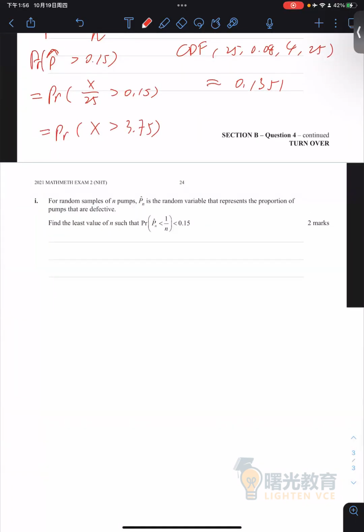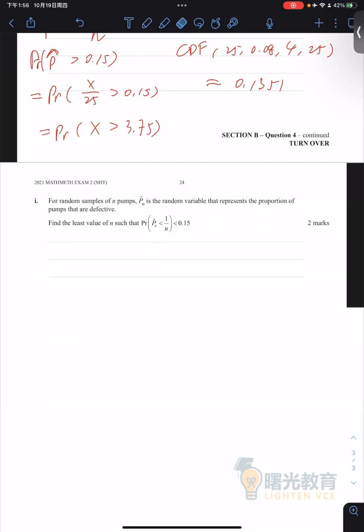And then, we have an extra part. So in your exam, please read the question carefully. Check each page. Ensure that you do not miss out any question or any page. All right? Last one. For the random sample of n pumps, the p hat n is a random variable that represents the proportion of pumps that are defective.